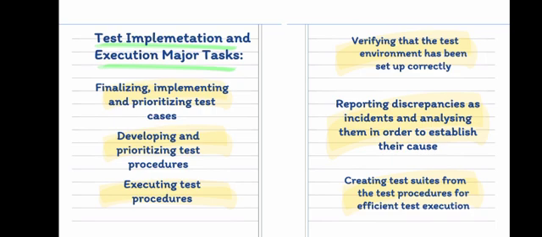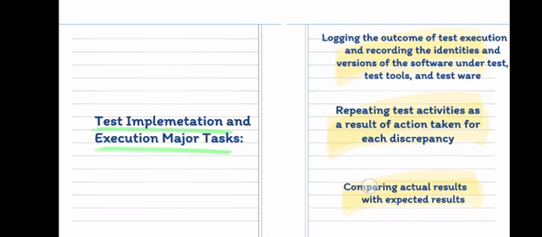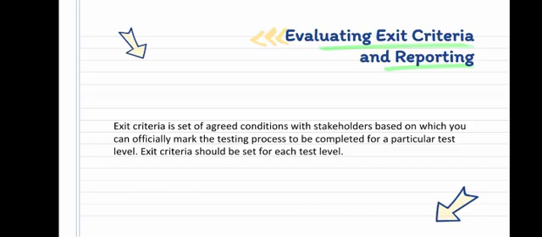Reporting discrepancies as incidents, and analyzing them in order to establish their cause, creating test suites from the test procedures for efficient test execution, logging the outcome of test execution, and recording the identities and versions of the software under test, test tools, and testware, repeating test activities as a result of action taken for each discrepancy, comparing actual result with expected results.